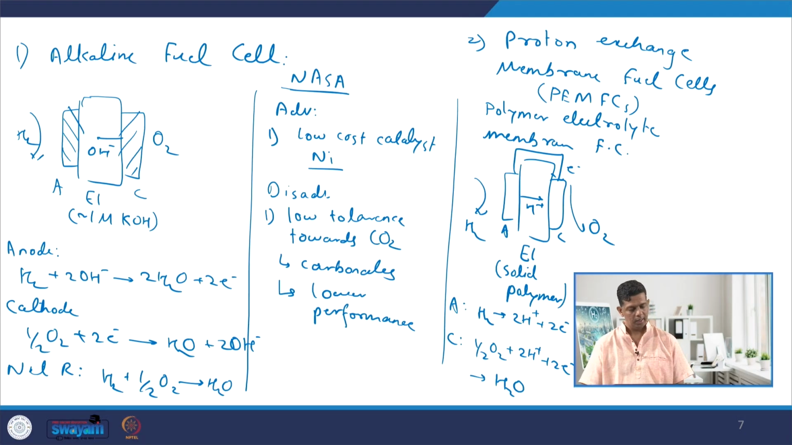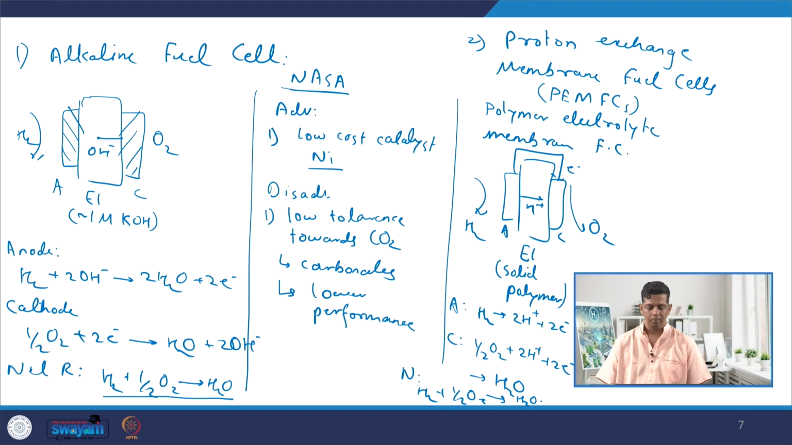Now, if you look at the net reaction here as well, the net reaction still remains the same, H2 plus half O2 gives H2O. So, in the case of alkaline fuel cells, we have a similar net reaction with respect to the proton exchange membrane based fuel cells. Only the half cell reactions change in some cases. In most cases, the reactions remain the same.